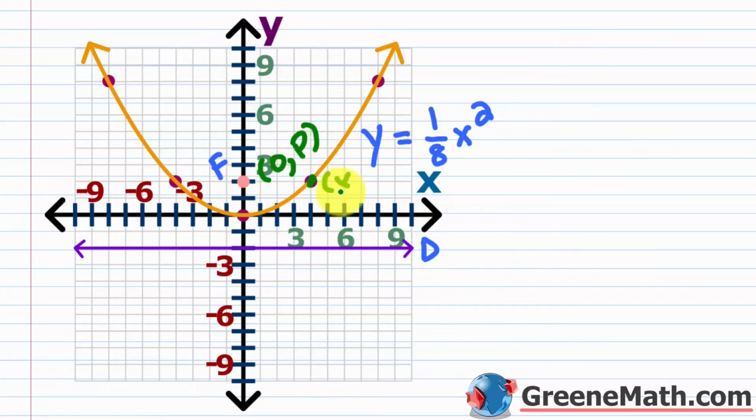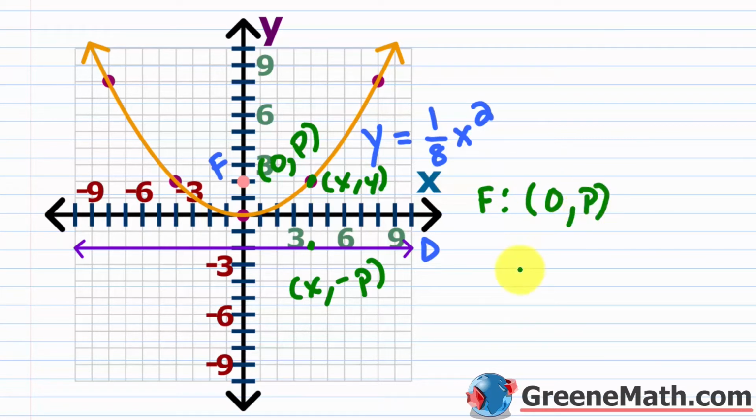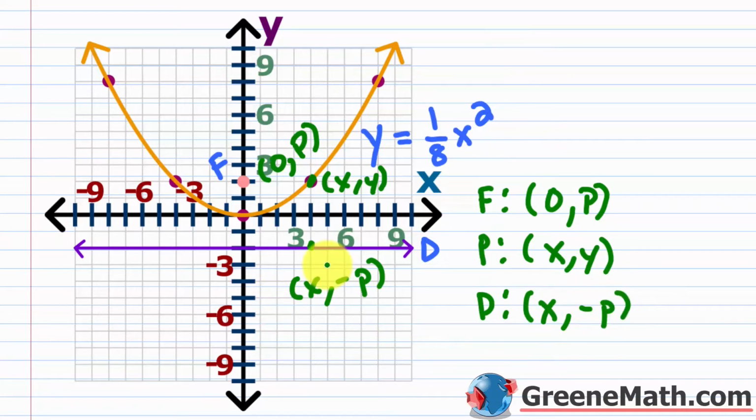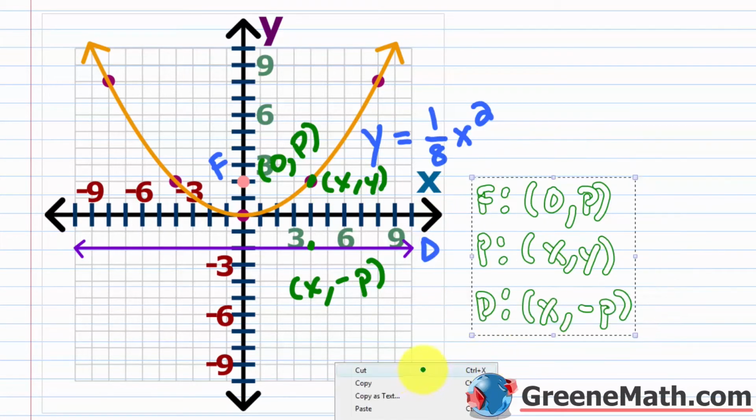I'm going to call this point (x, y), generically. And for this right here, we know the x location is the same, and the y location is the negative of p, because this went up 2 units and this went down 2 units. So if this is p, this is negative p. Now that we have these three points, we can say that F, our focus, is (0, p). We can say that our point P is (x, y). And the point we're working with on the directrix is going to be (x, -p). That's just a point on the directrix. The line itself is y equals negative p.